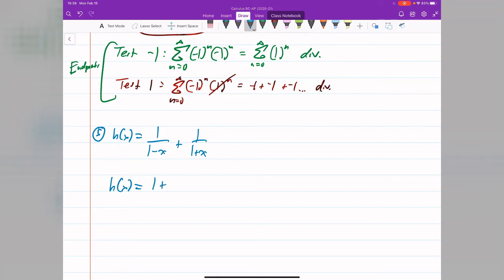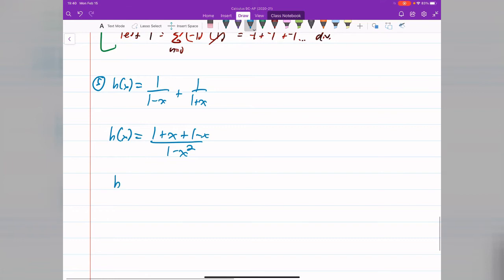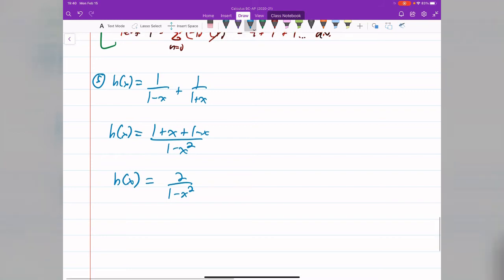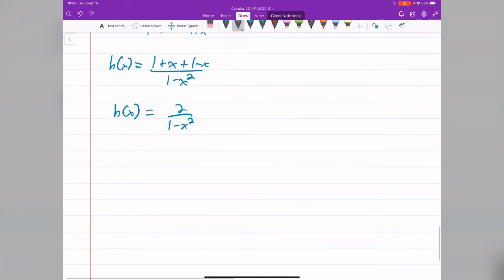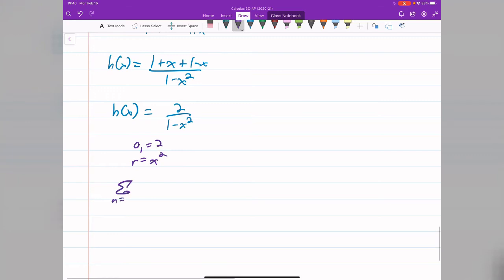So I know that if I add them with the least common denominator, I get 1 plus x plus 1 minus x over the quantity 1 minus x squared. Or better yet, I get 2 over 1 minus x squared, which can be simplified to express that this is an a sub 1 of 2 and an r of x squared. So then my sigma is going to be the sum from n equals 0 to infinity of 2 times x to the 2n.